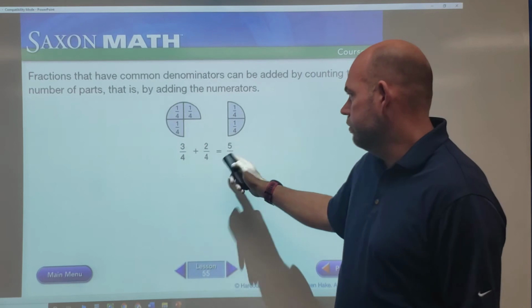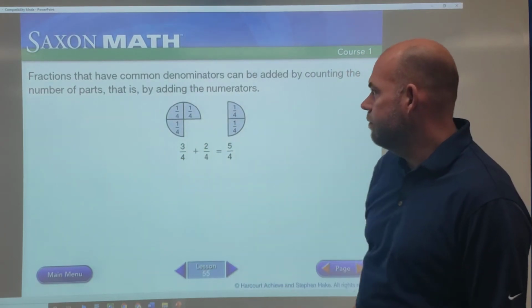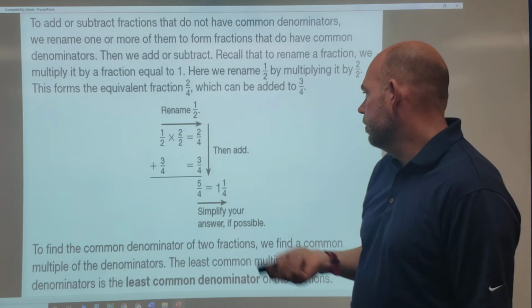Here they were adding it; they weren't subtracting. So we take 3/4 plus 2/4, we get 5/4, which is going to be 1 1/4, and that works.